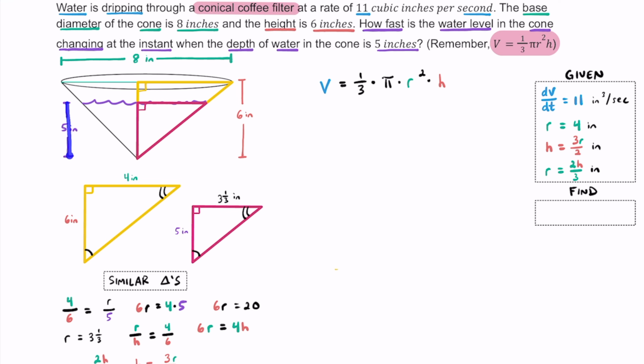So the water level here is really talking about the height, right? So the height's going to be changing with the height of that water level. So we can go ahead and represent that as dh dt. So let's go ahead and write dh dt. So how quickly is the height changing in relation to time? And that's really what we are looking for here in this problem.